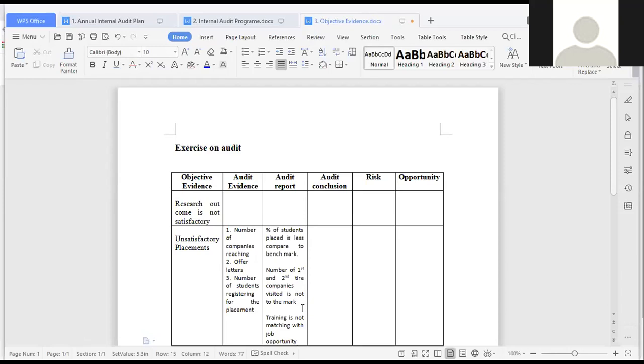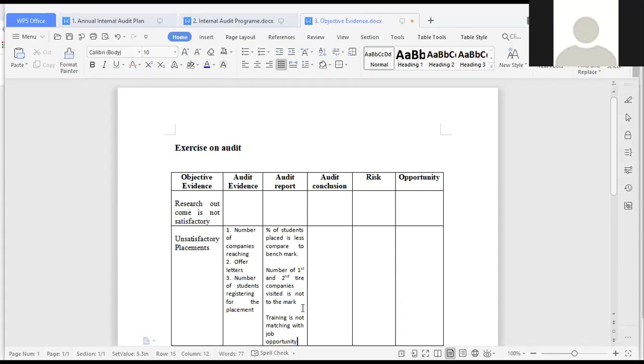Because to my mind, training not matching job opportunity is more of a conclusion. Moreover, I agree with Nirmalya sir. I think what he's trying to say is, when you say percentage of students placed is less compared to benchmark, the word less is very subjective. It should be so much percentage below benchmark, therefore it is unsatisfactory.